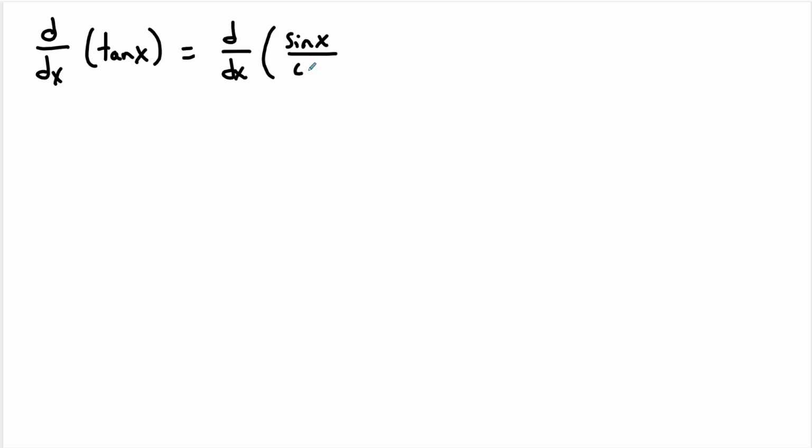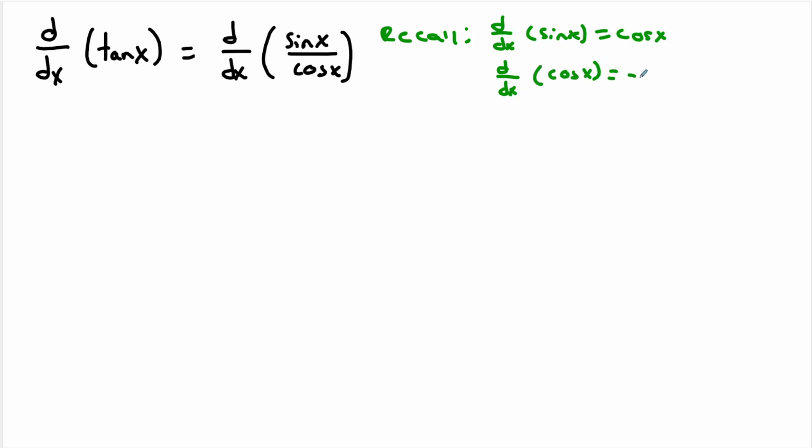So we know that for tangent, d dx of tangent of x is the same as d dx of sine of x over cosine of x. So let's just recall here, from our previous videos, d dx of sine of x equals cosine of x, and then d dx of cosine of x equals negative sine of x.